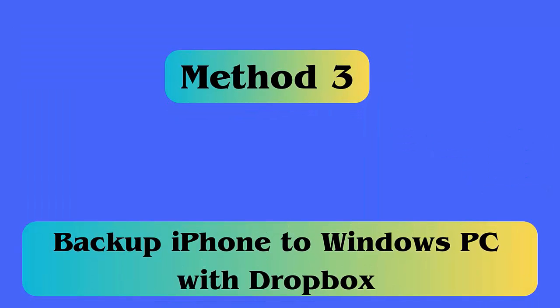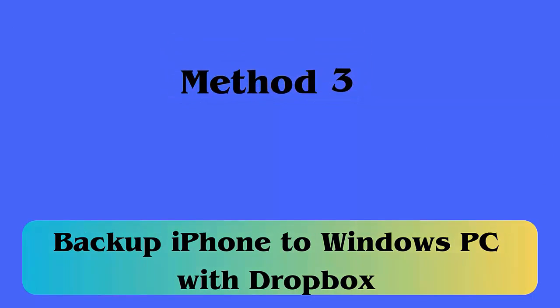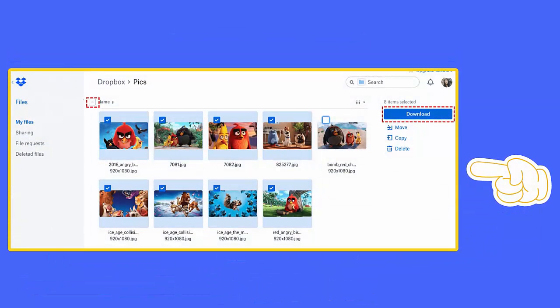Method 3. Backup iPhone to Windows PC with Dropbox. Dropbox is a useful cloud storage space where you can manually upload and save specific files from your iPhone to your Dropbox account. Here's what to do. Step 1. Download and install Dropbox on your iPhone, sign in with your account. Step 2. Open the app on your iPhone, select the files or folders you want to backup, tap the More icon. Step 3. Select Export or Share, Save to Dropbox, Save.